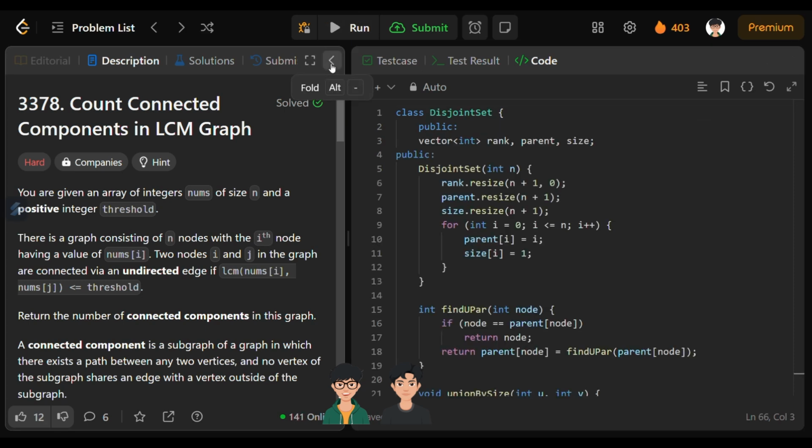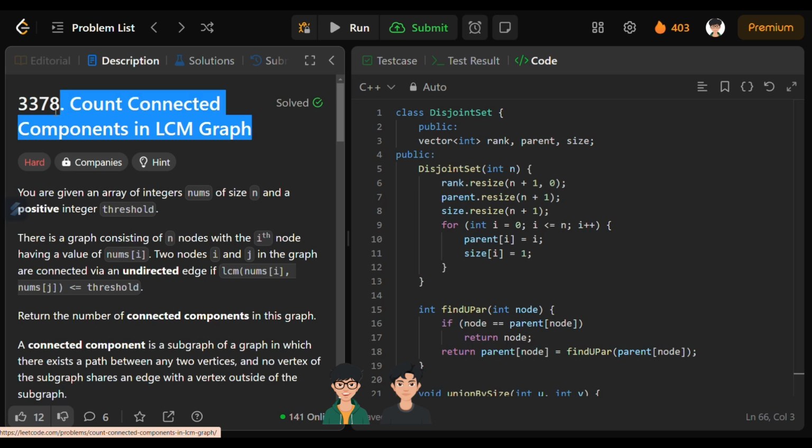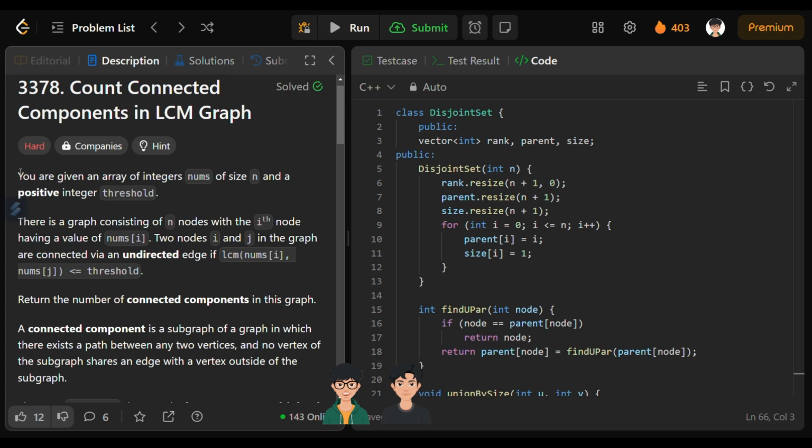Let's move on to the fourth question. The fourth question is marked as hard, and it is called Count Connected Components in LCM Graph. So first let's read the question. You are given an array of integers nums and also a positive integer threshold.